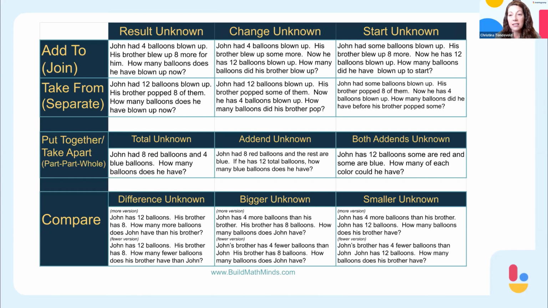So everything in this example is all the same person, context, numbers. And the only thing that is changing is the situational type, the action or no action that's happening, and then what is unknown in every single one of these.